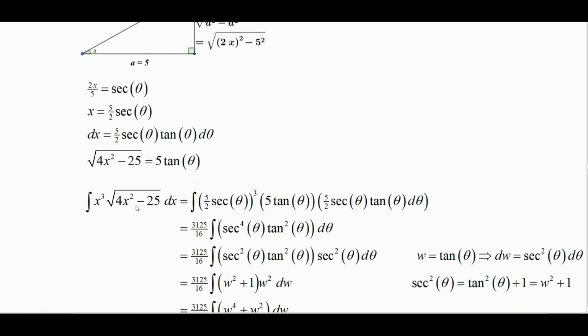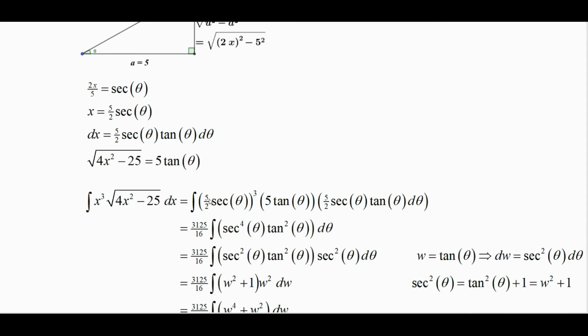Now here's our original integral. Let's just substitute in. x cubed becomes 5/2 secant of theta cubed. The square root of 4x squared minus 25 is 5 tangent of theta. And dx is 5/2 secant theta tangent theta d theta. So let's see what we've got here.